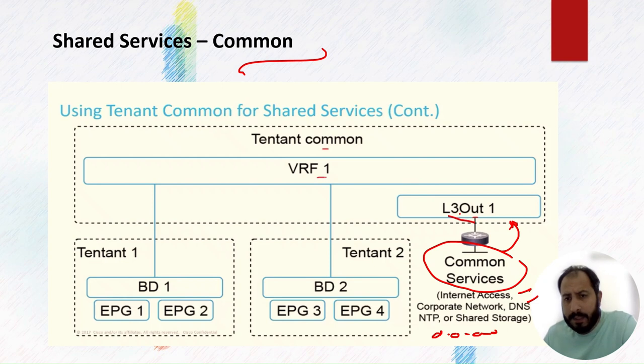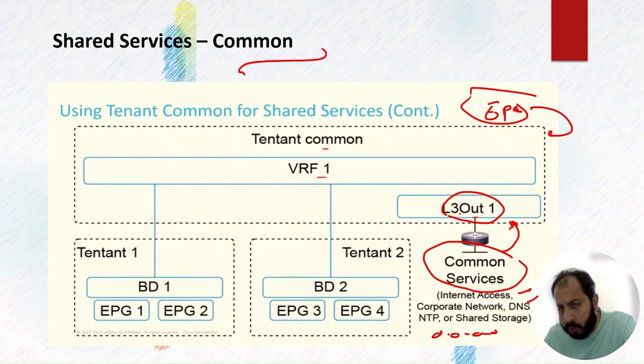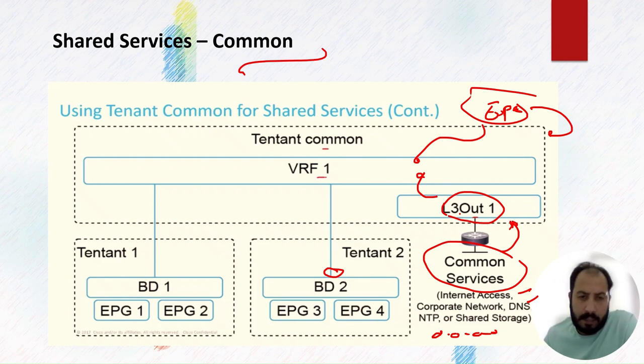Simply, once this L3 out, and by the way, it can also be an EPG if this shared service is directly attached to your Cisco ACI fabric, it can also be an EPG. Once the EPG itself, either a user EPG or L3 out EPG, is attached to the common VRF, it will start to replicate the common VRF inside all of the tenants simultaneously at the same time.